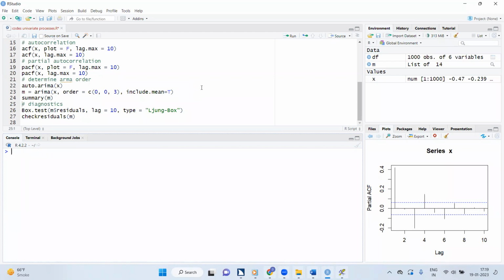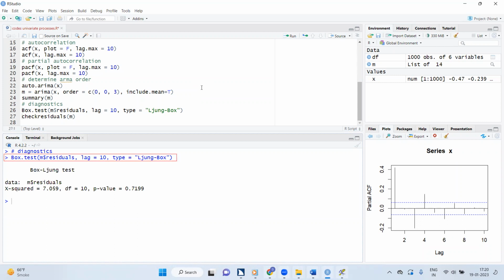Okay, so we have some functions called Box.test. We need to do it on the residuals rather than on the model. So Box.test is the same that I told you, the Box-Pierce test or the Ljung-Box test. Let's run it and look at the result.